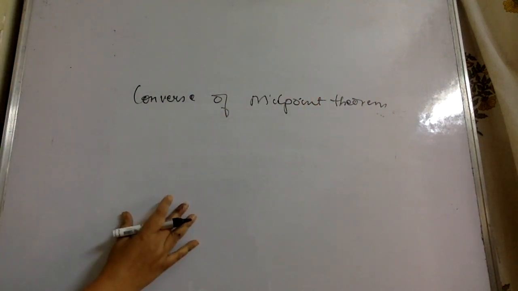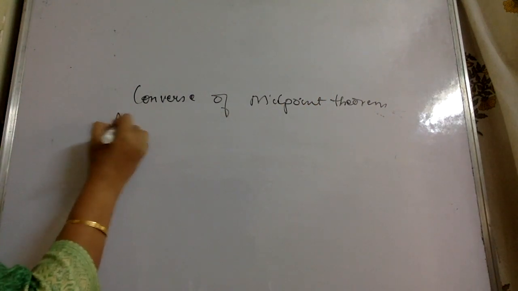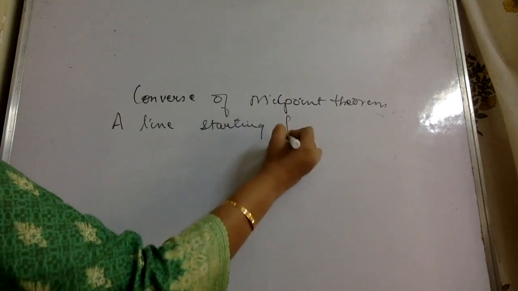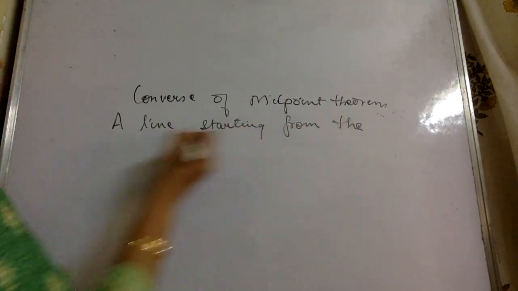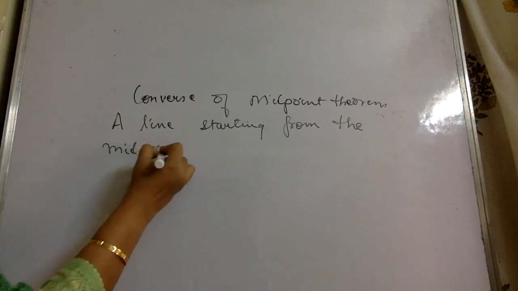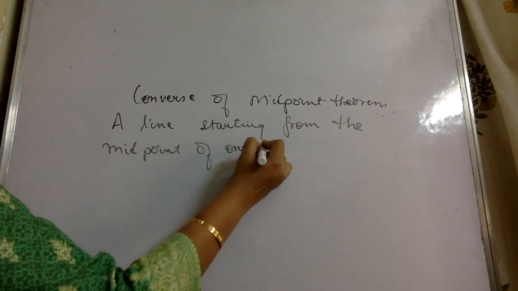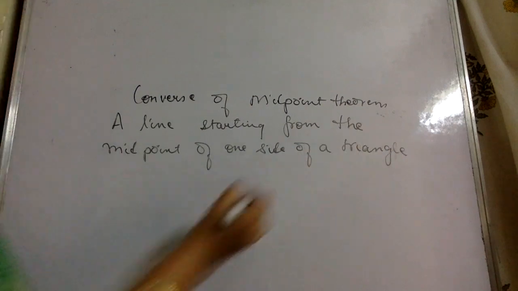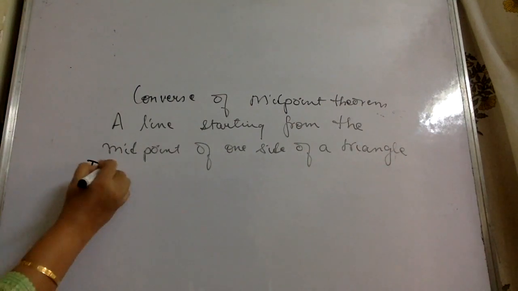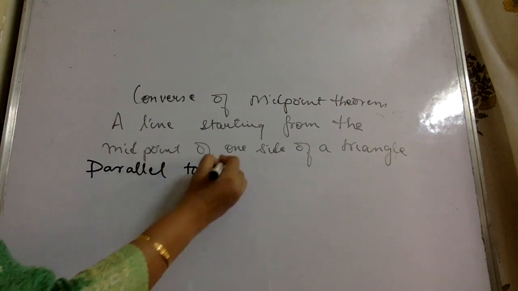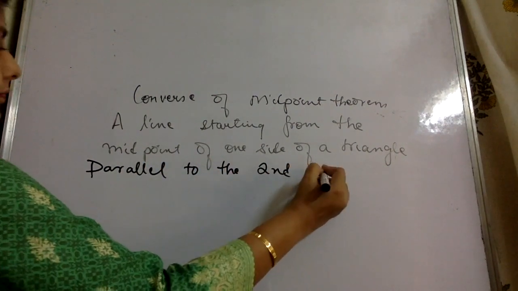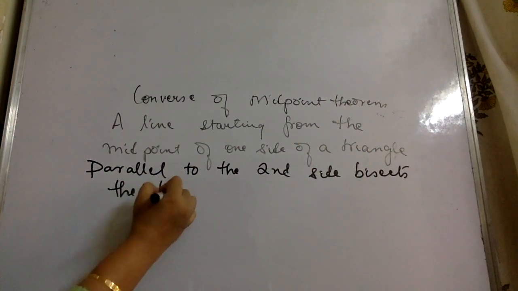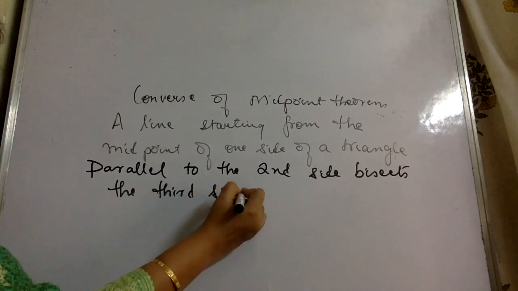So what does the converse of the midpoint theorem say? A line starting from the midpoint of one side of a triangle, parallel to the second side, bisects the third side. Okay, bisects the third side.